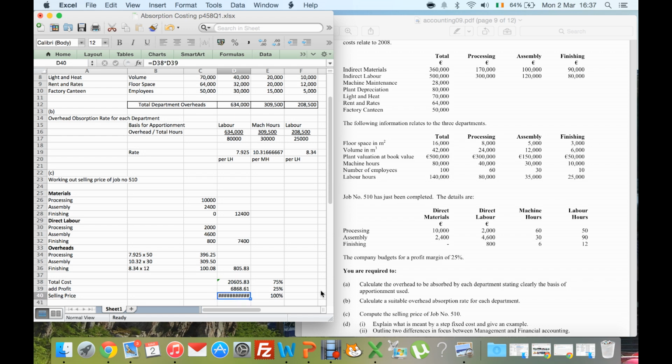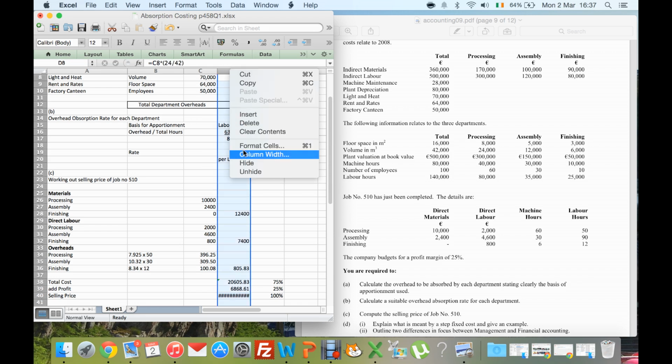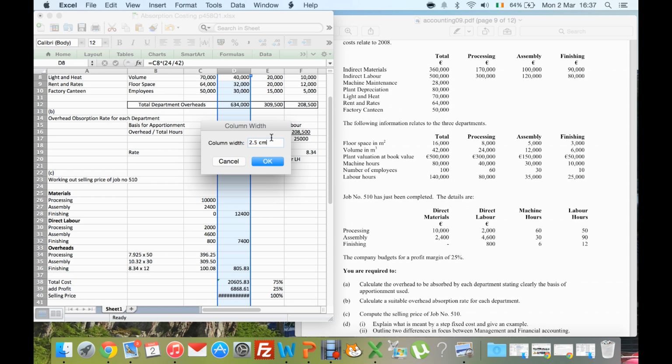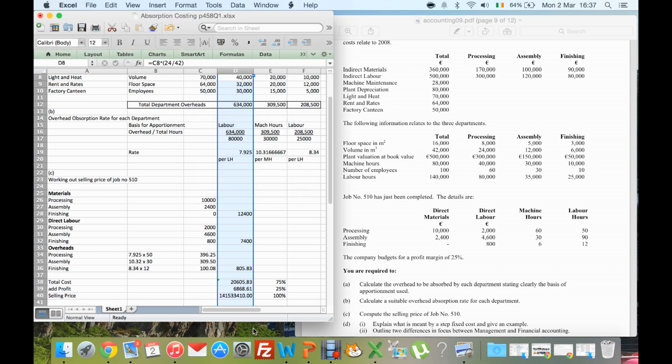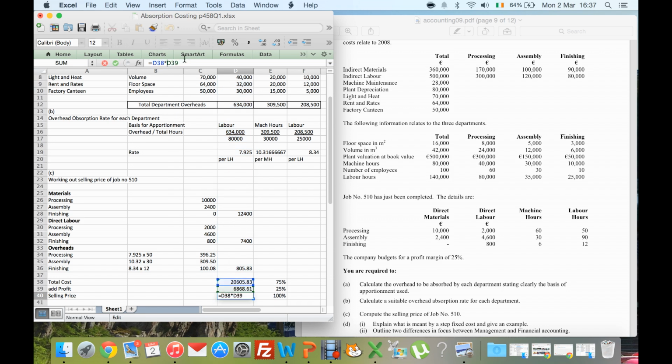Okay, no, that didn't work. I think I just need to widen the column so you can see the number. Okay, no, that's a mistake. I multiplied them, I should be adding. There we go. Okay, I hope that makes sense.